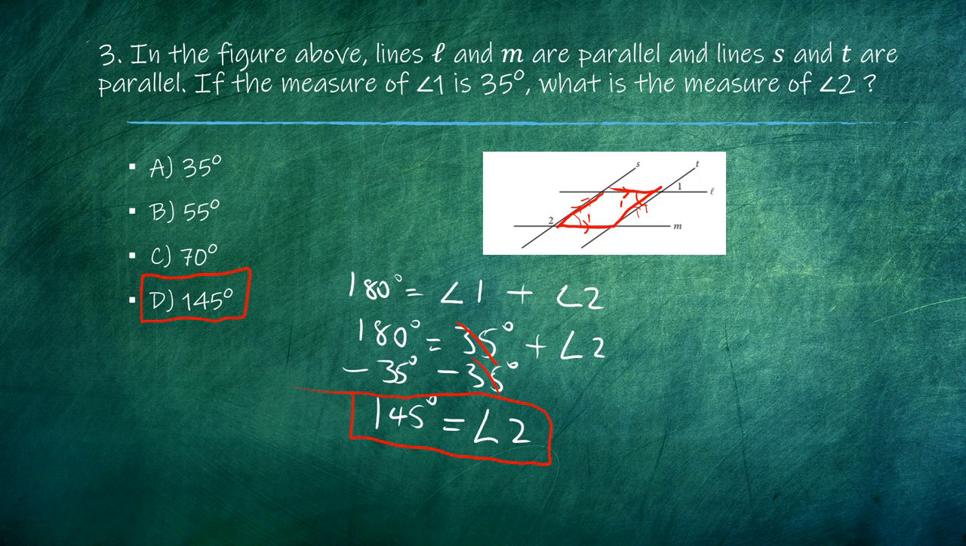And another way to solve this problem is by knowing the property of parallel lines intersected by a transversal line. These two lines are parallel and are intersected by this line here. We know that this angle here is the same as this angle here. So we can write that this is also angle 1, same measurement.